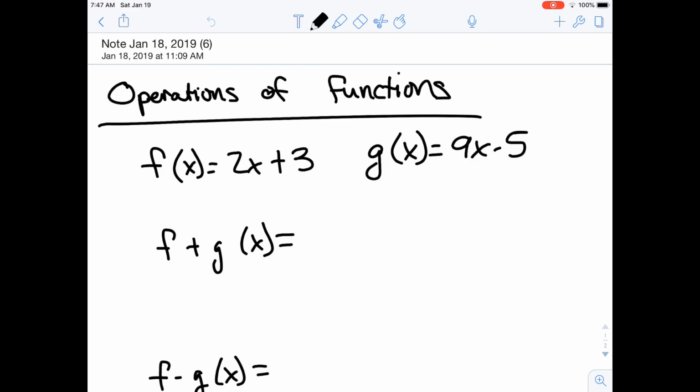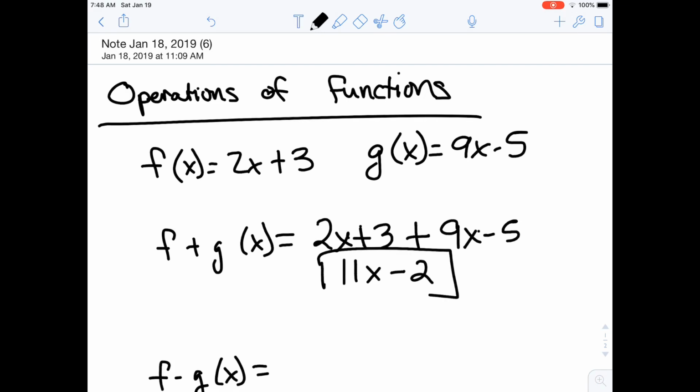So I have f of x equals 2x plus 3 and g of x equals 9x minus 5, and I'm asked to find f plus g of x. Well, all you really have to do is take 2x plus 3 and add to that 9x minus 5. Then you just combine like terms. When you do this, you're going to get a new function. So 2x plus 9x is 11x, and then 3 plus negative 5 is negative 2, and that would be your answer.